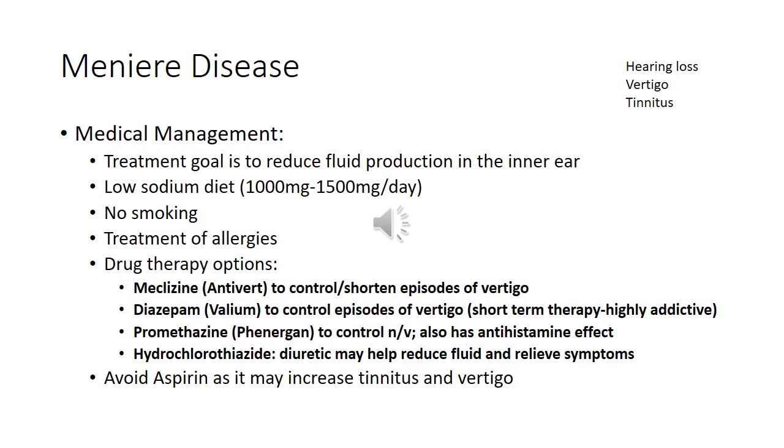For medical management, the goal is to reduce fluid production in the inner ear. This includes a low sodium diet, no smoking, and treatment of allergies. Drug therapy is also an option. Meclizine, diazepam, promethazine, and hydrochlorothiazide are often used. Avoid aspirin as it can cause an increase in tinnitus and vertigo.